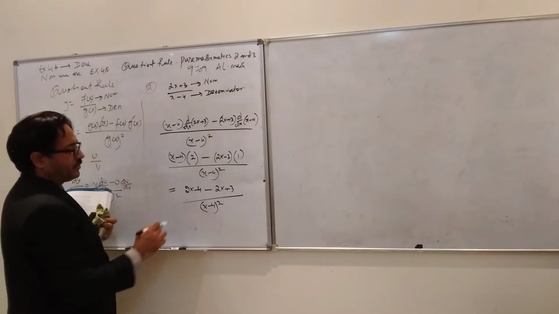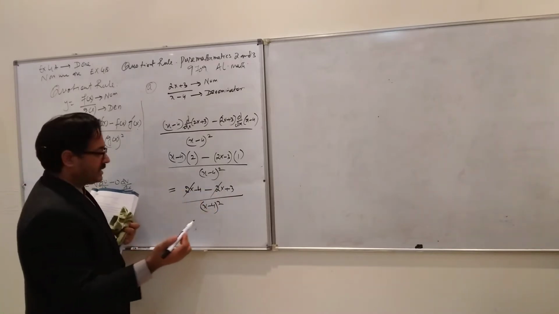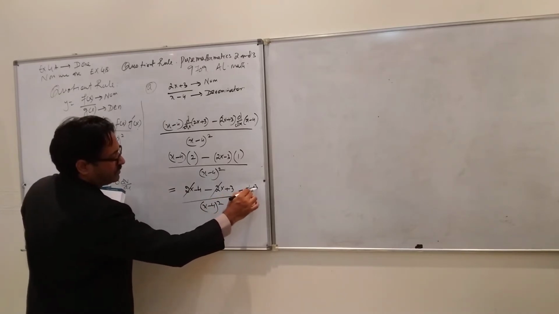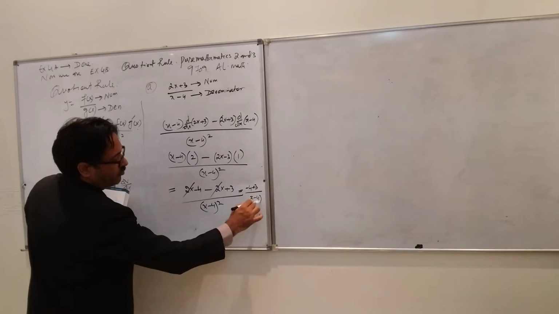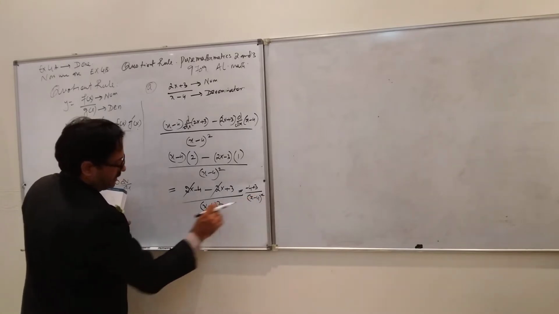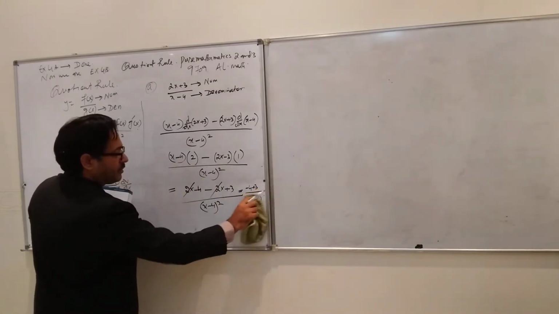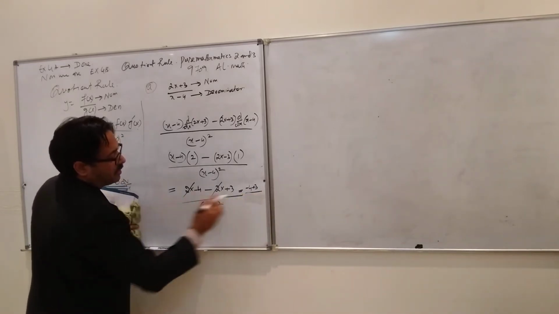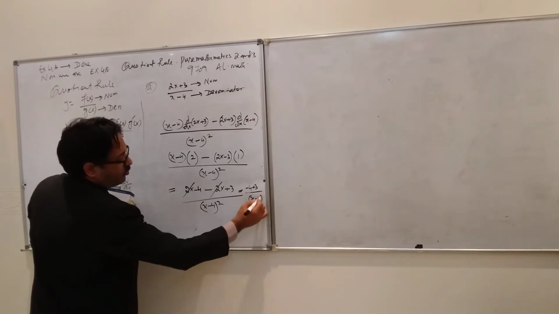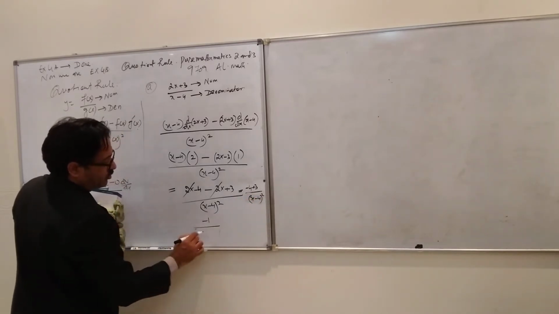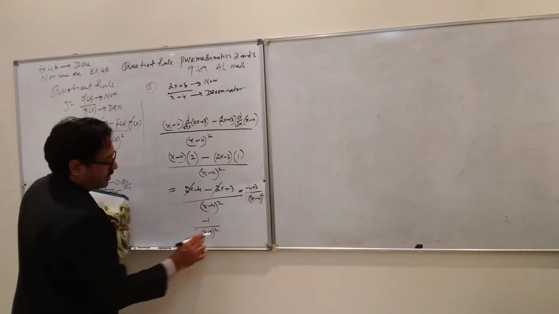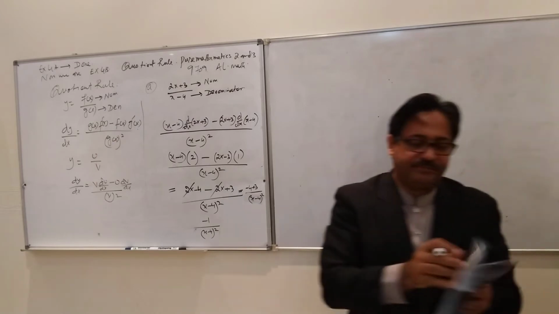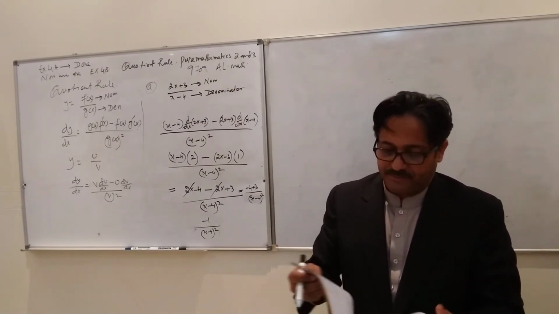See here, 2x cancels with 2x. The remaining thing is minus 4 plus 3 over x minus 4 whole squared. So the result is minus 1 over x minus 4 whole squared. Let us check the answer to see whether it is correct or incorrect. It should be correct, inshallah.